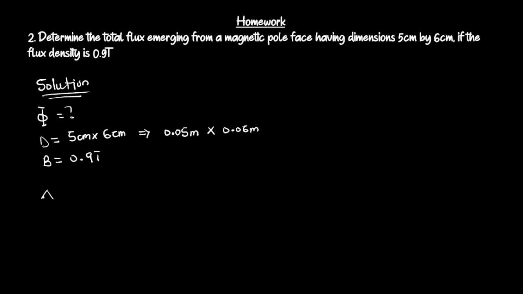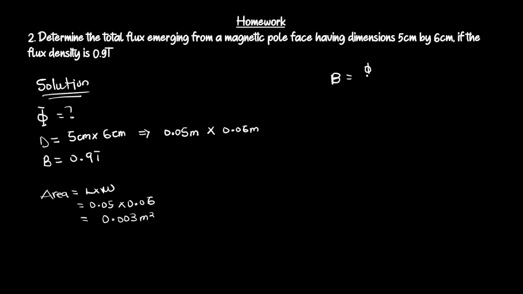So therefore the area will be length times breadth or width, whatever you want. We don't know which one is the length or breadth, but all we know is that it will be 0.05 multiplied by 0.06, and so therefore our area for this particular problem will be 0.003 meters squared.